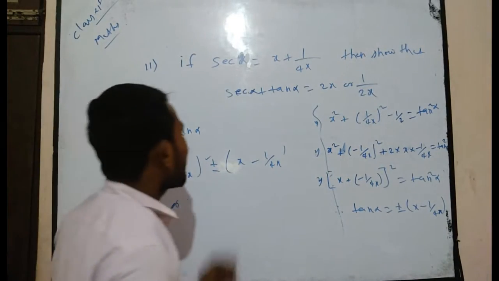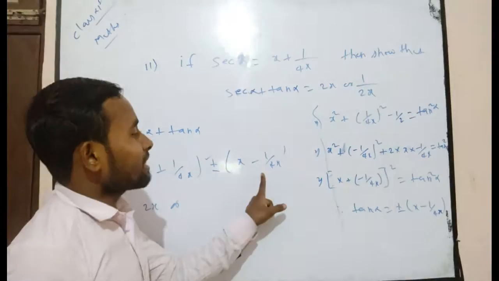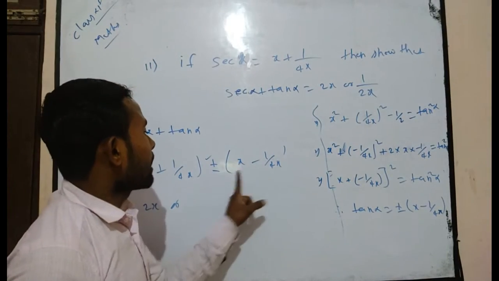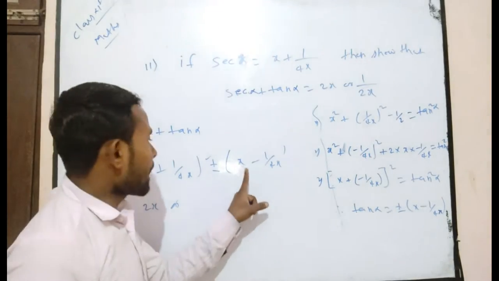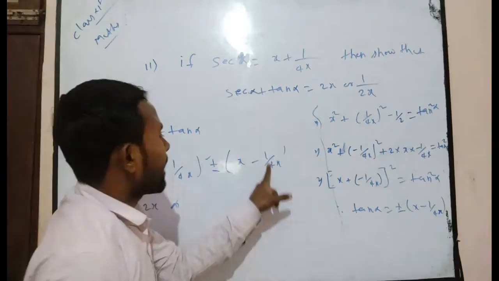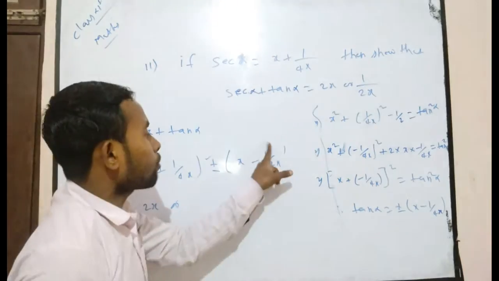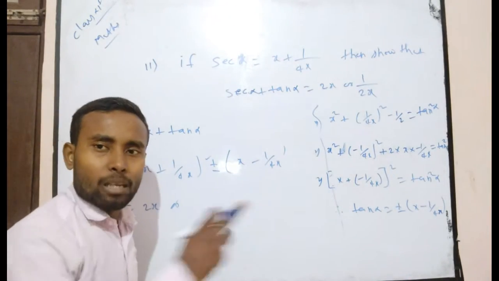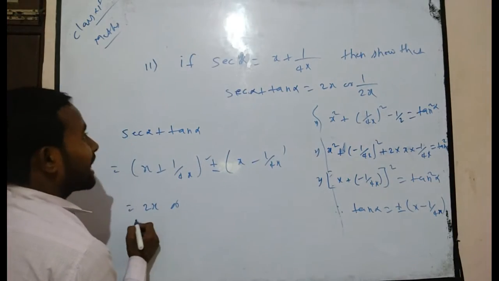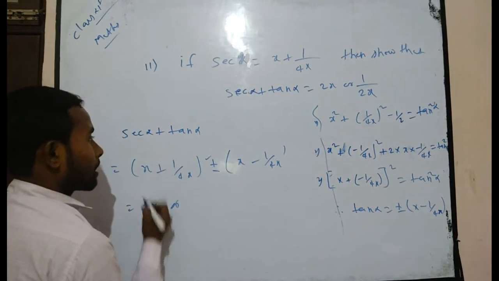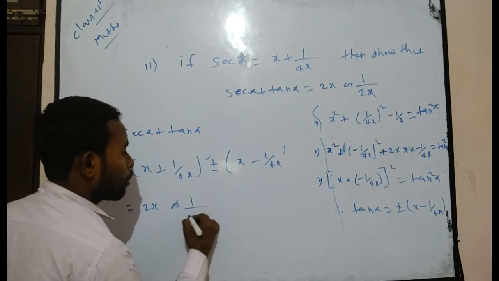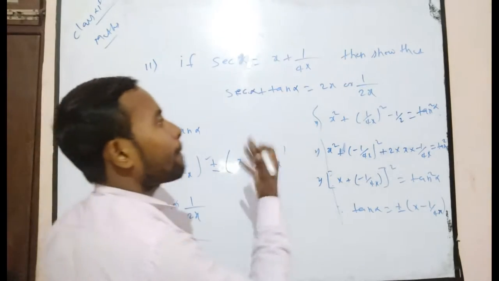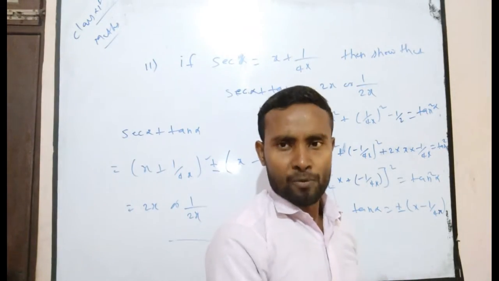Or if you consider the negative sign, then you cancel minus plus. That means here plus x and minus x will be cancelled, and 1 upon 4x plus 1 upon 4x, that will be 2 times 1 upon 4x, that will be 1 upon 2x. So you can say that sec alpha plus tan alpha will be 2x or 1 upon 2x. It is the value of sec alpha plus tan alpha in terms of x.